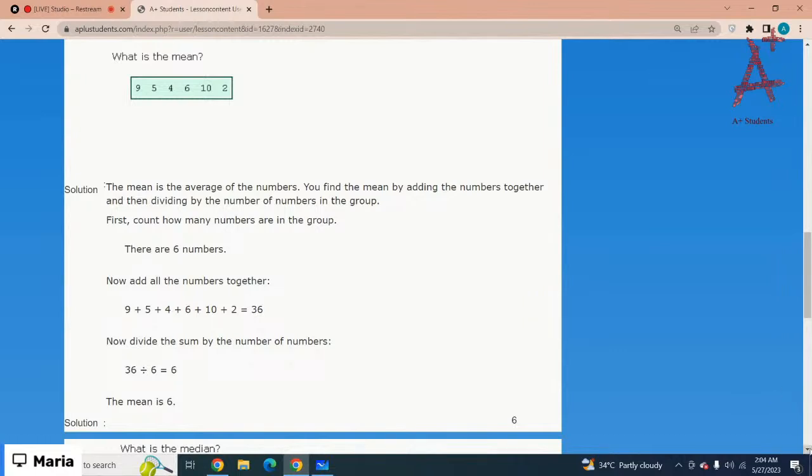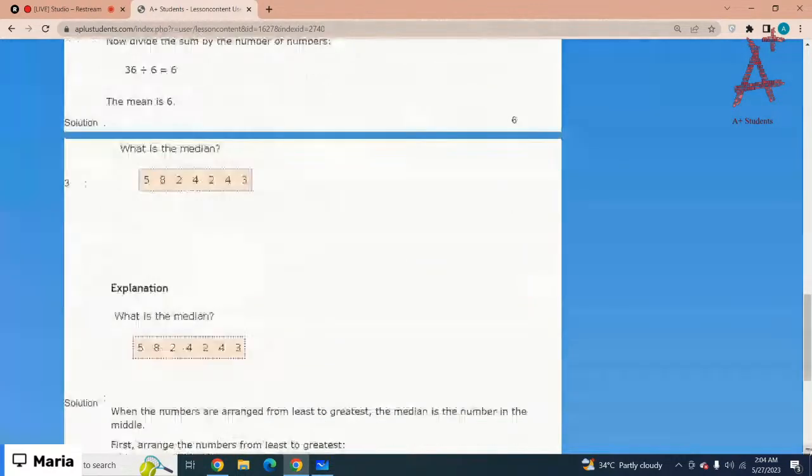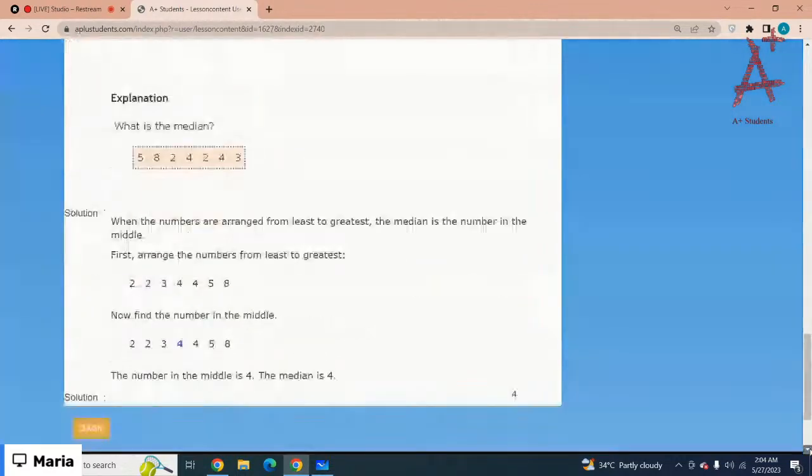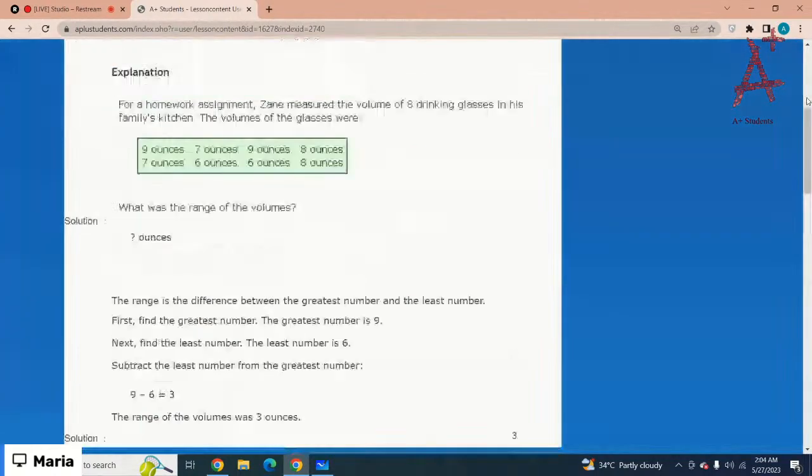The next one is median. For the median, when the numbers are arranged from least to greatest, the median is the number in the middle. So you have to arrange them from least to greatest, and then the median is the middle number. Whenever you are given data, just arrange them from least to greatest. The middle number is the median. Got it? Let's start with the test questions.